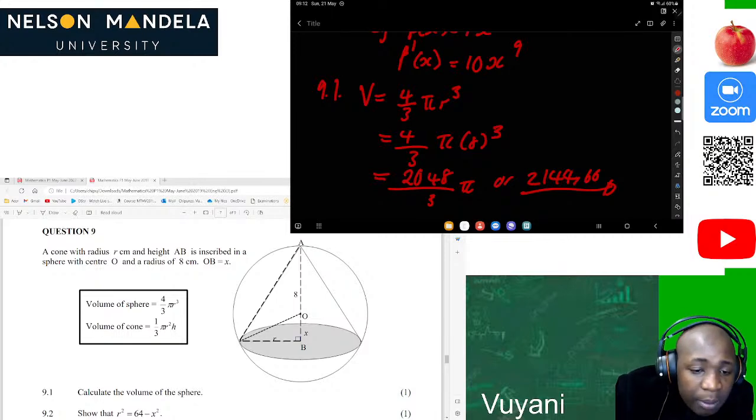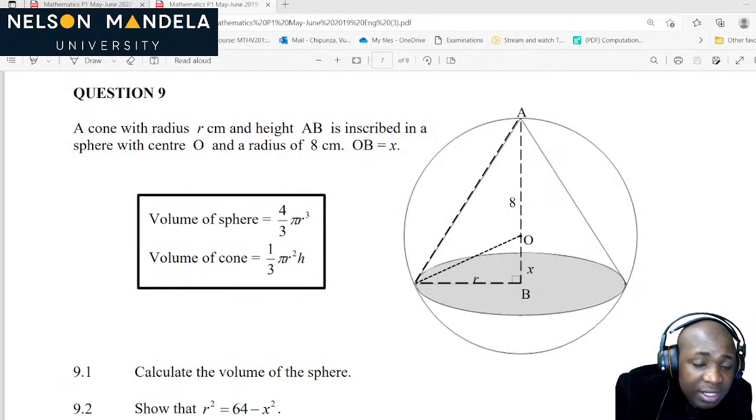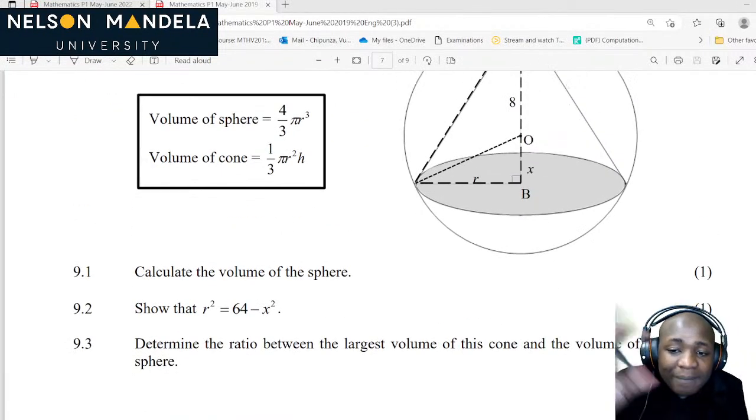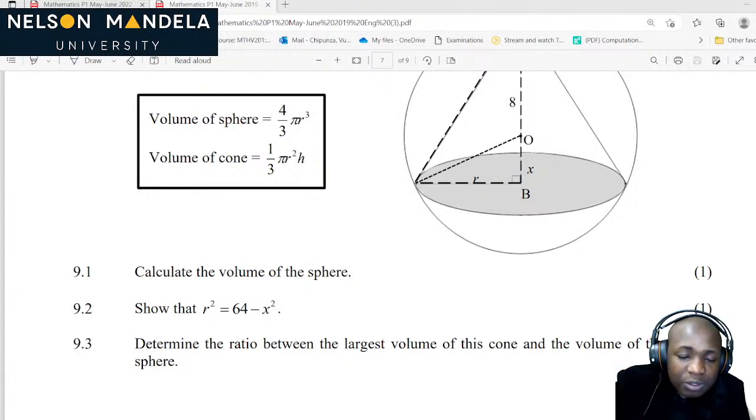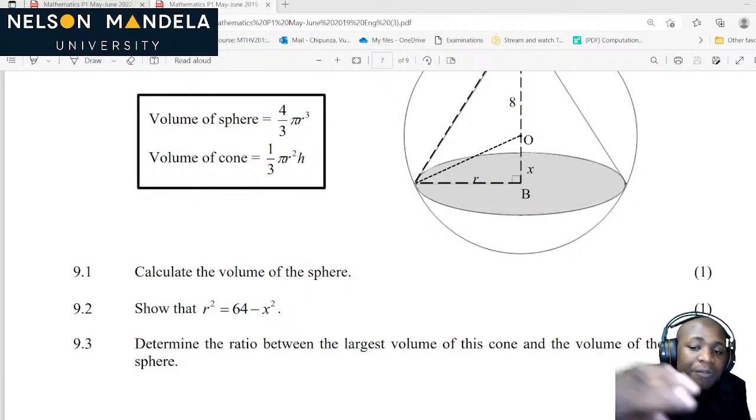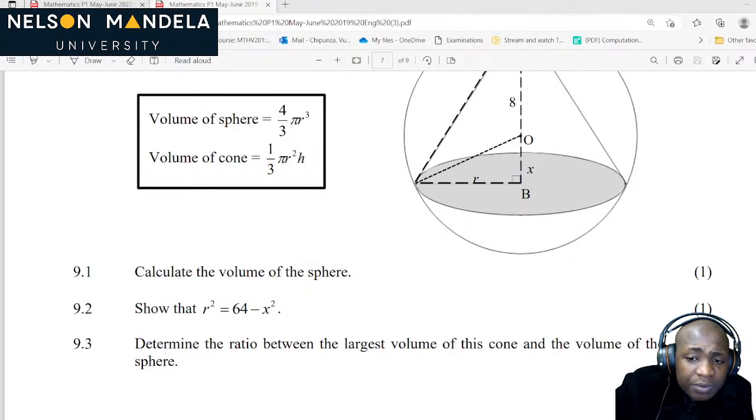Okay, great. Moving forward to the next question. This is nice, guys. Please don't leave question 9. When we are marking at the exam center, people always leave question 9 and question 10 sometimes when they're asked about maximizing and optimization. This is nice because we are just now applying the principles which you have already learned from the first section of calculus.